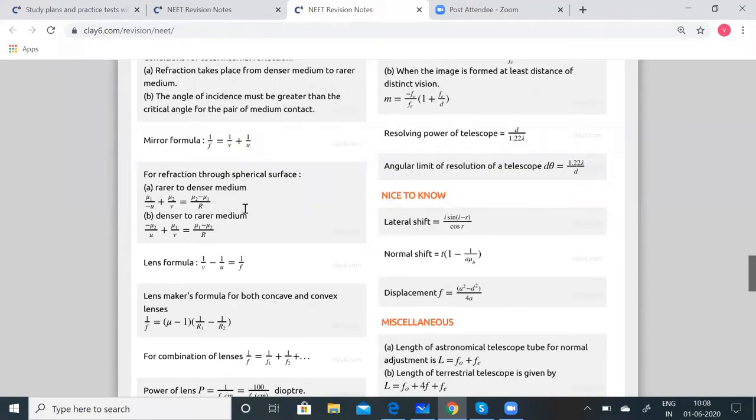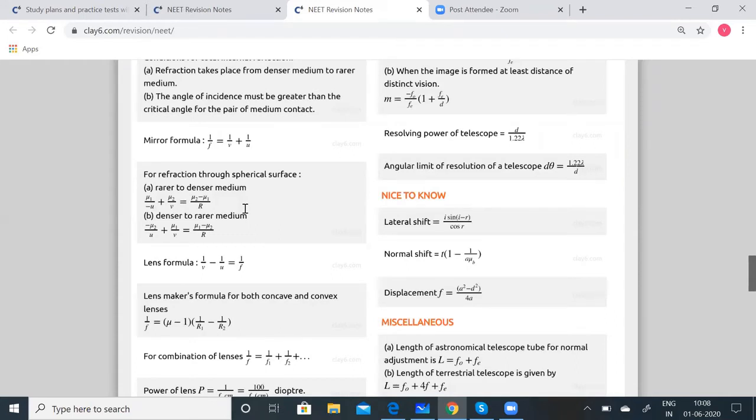For refraction through a spherical surface, that is from a rarer medium to a denser medium: mu2/v - mu1/u = (mu2 - mu1)/R. So mu1 is the refractive index of the first medium, mu2 is the refractive index of the second medium, u is the object distance, v is the image distance, and R is the radius of curvature.